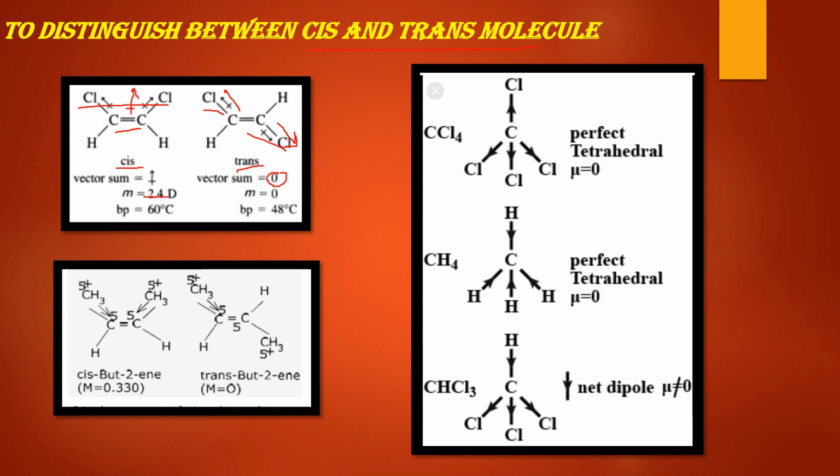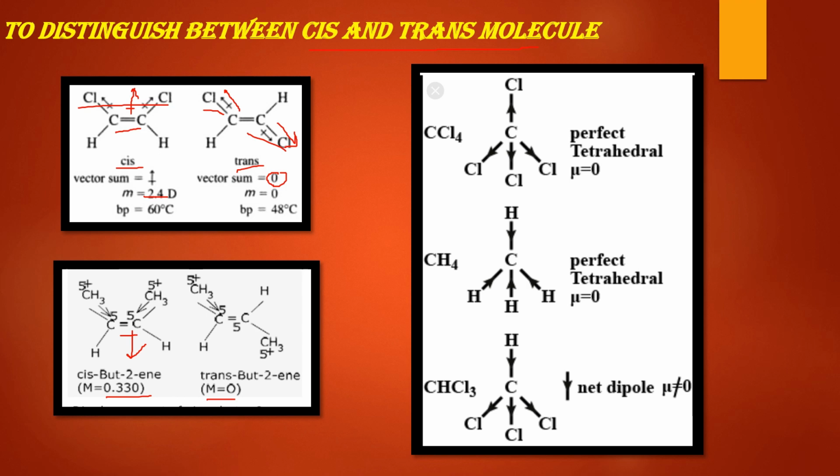Now next I am taking cis-but-2-ene. This is the but-2-ene structure. This is the cis isomer, this is the trans isomer. Again the trans isomer has dipole moment 0, and the cis isomer does not have 0, it has a dipole moment of 0.33 D.